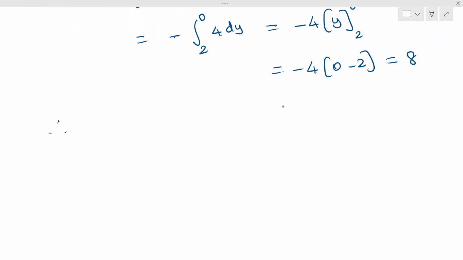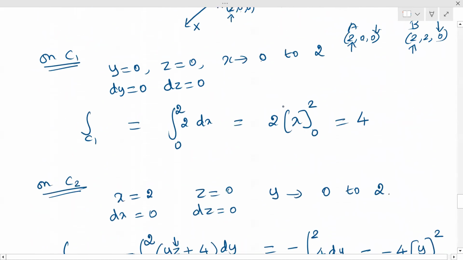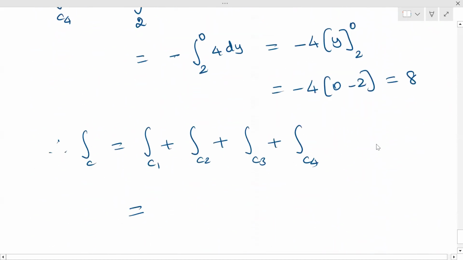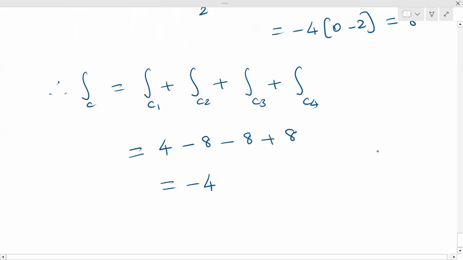Now we have to add all the values of the 4 integrals. Our LHS is integral over C1 plus integral over C2 plus integral over C3 plus integral over C4. The integral over C1 is what we got, 4. C2 is minus 8. C3 is minus 8 and C4 is minus 4. So the answer is minus 4. So this is our LHS.